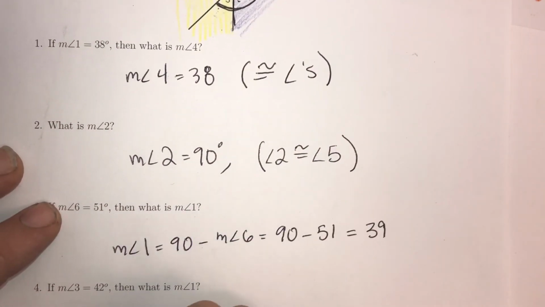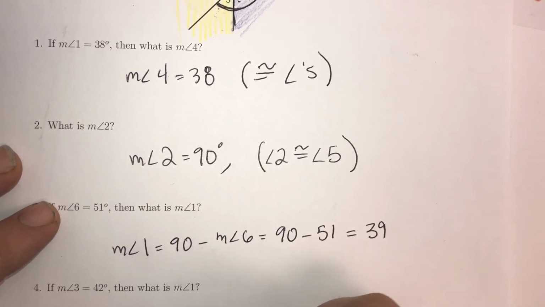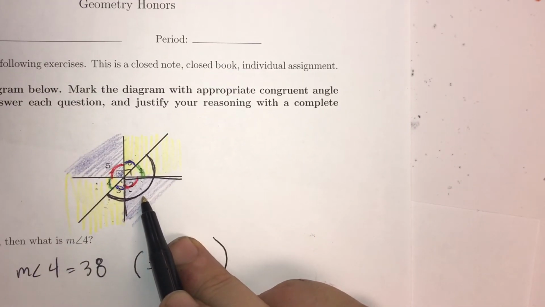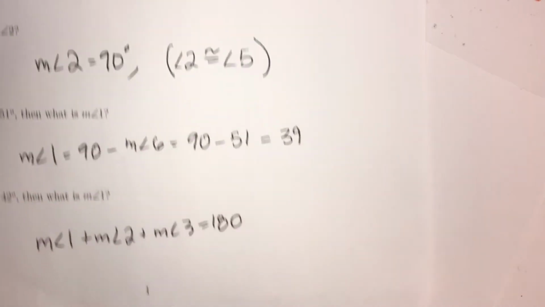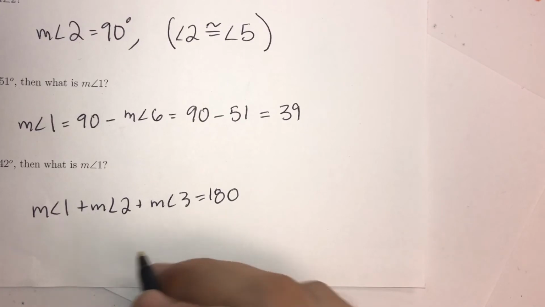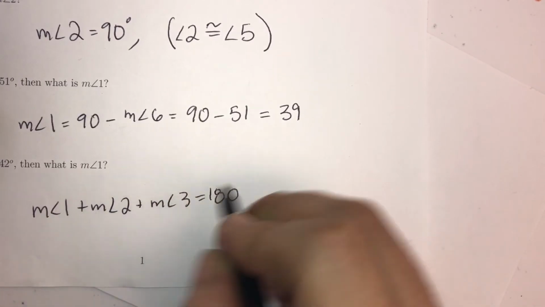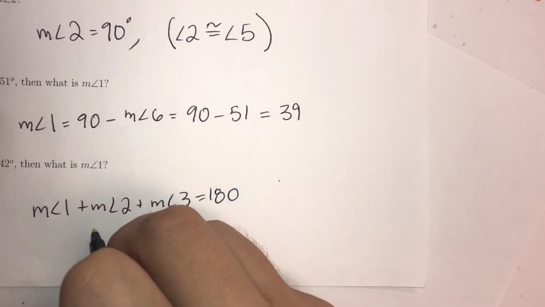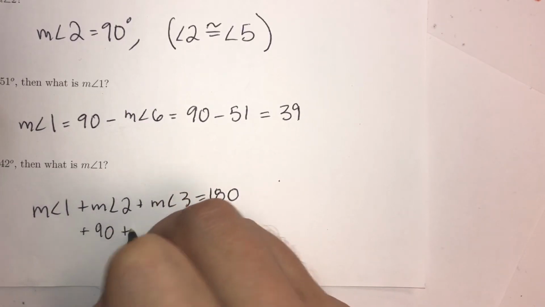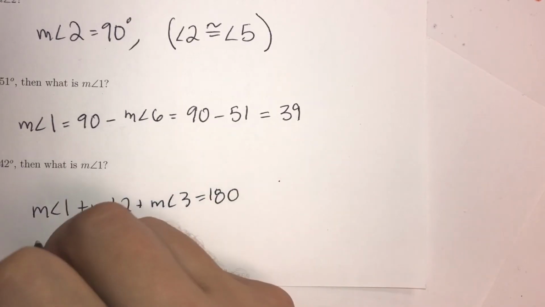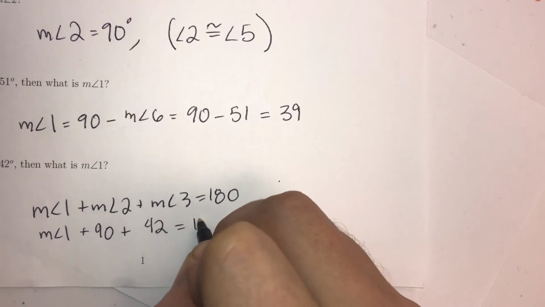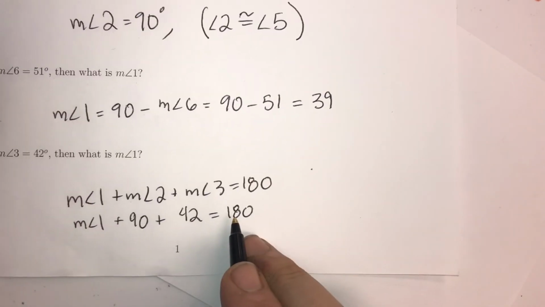So I know that the measure of angle 1 plus the measure of angle 2 plus the measure of angle 3 is 180. I also know that angle 2 is a right angle because it's a vertical angle with angle 5. So angle 2 is a right angle, so I'm going to just subtract. Am I going to? No, I'm going to substitute. I'm going to substitute 42 for the measure of angle 3. So there we go. Now I can solve for the measure of angle 1.